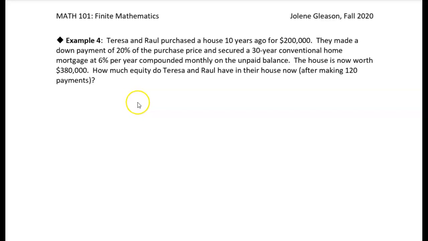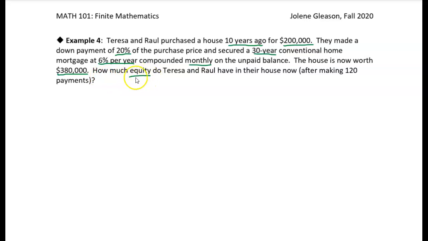All right, in this example, Teresa and Raul purchased a house 10 years ago for $200,000. They made a down payment of 20% toward the purchase, and then secured a 30-year conventional home mortgage at 6% per year compounded monthly. The house is now worth $380,000. So this is a little bit different question here.